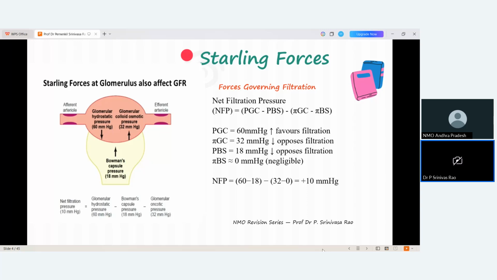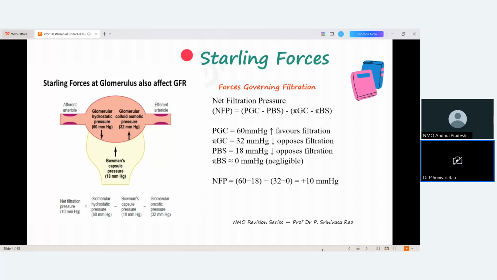So in the glomerular capillaries, you have two forces. One which favors the filtration, one which opposes the filtration. What is that which favors the filtration? The hydrostatic pressure in the glomerular capillaries, which is normally 60 millimeters of mercury. Then what is that which opposes the filtration? That is the oncotic pressure. What do you mean by oncotic pressure? The pressure exerted by the albumin, which is present in the fluid. So that is about 32 millimeters of mercury.